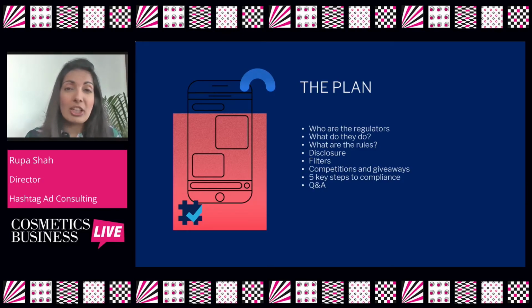So today, in this presentation, we're going to try and go through some of the rules for brand ambassadors. I'll explain a little bit about the regulators and the regulatory systems across the world. What do they do? What are those particular rules that you need to think about, especially disclosure and the use of #ad and advertising, all those little hashtags that you see. We'll talk about filters because that's important for beauty and cosmetic advertising. A little bit on competitions and giveaways. And finally, I'll take you through 5 key steps that you need to know about for compliance. And then, of course, we'll do a Q&A at the end.